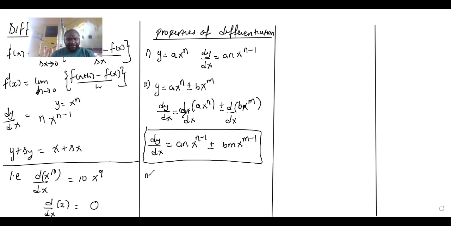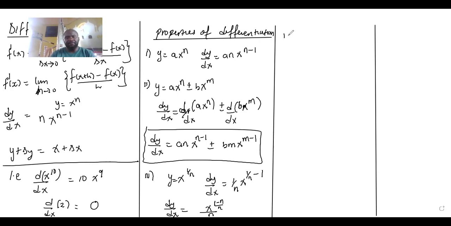The third property: when you have y is equal to x to the power of 1 over n, the nth root of a number or a function, then dy/dx will give us 1/n times x to the power 1/n minus 1. This can give us a solution which looks like x to the power (1 minus n) over n, divided by n, when you simplify.